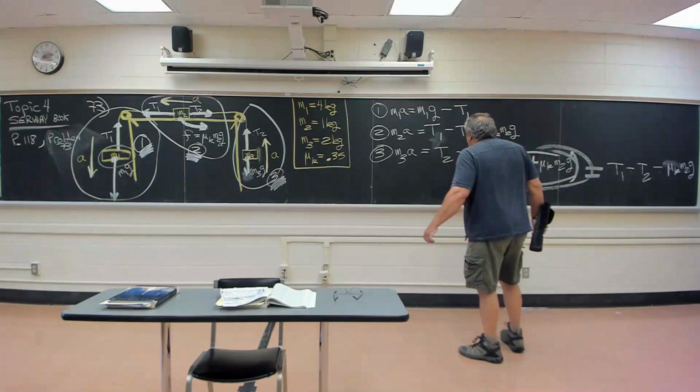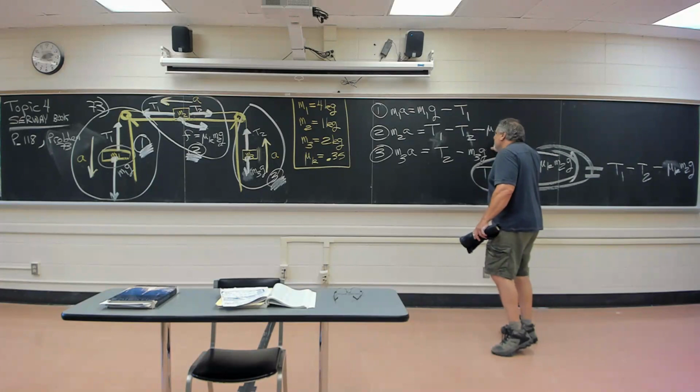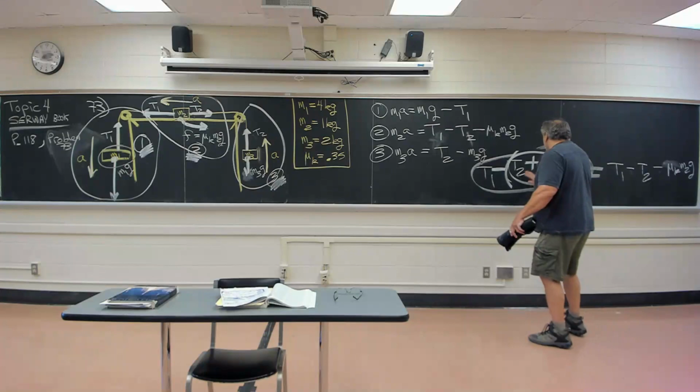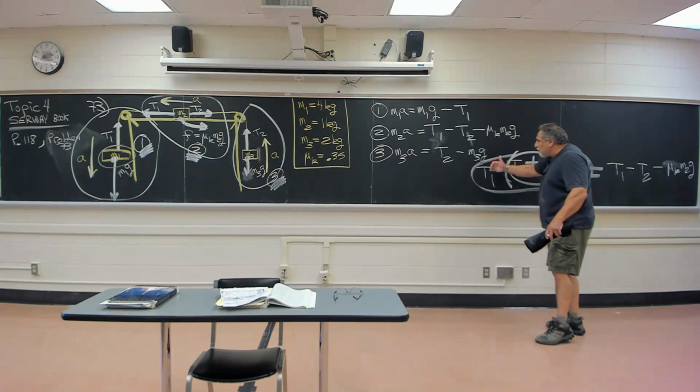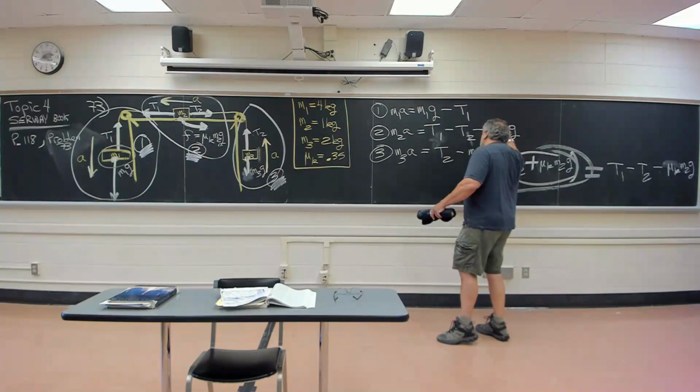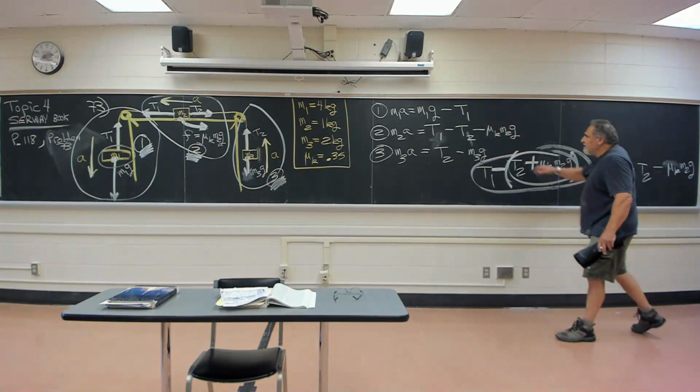Well, these two guys are fighting any sort of motion to the left. T1 overcomes both of them. It's bigger than both of these put together. You can write it like that, or write it like this. But eventually, you probably want to try to get it down to here. These mean the same thing. T1 is stronger than the sum of both of these that are being subtracted from T1. The sum of both of these being subtracted from T1 is the same as this.